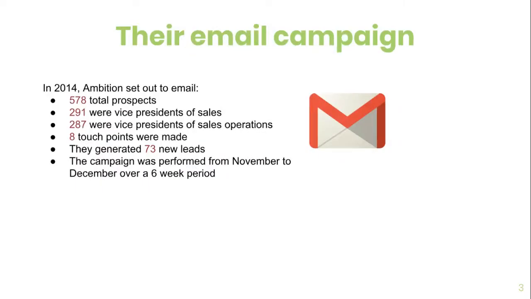And just for a little overview, they sent out 578 emails. They had that many prospects. This was back in 2014, and it was only from November to December. So it was a 6-week campaign, pretty short, guys. And they emailed 291 VPs of sales and 287 VPs of sales operations. Now, they did up to 8 touch points, guys. So the original email, then 7 follow-ups, and they generated 73 new leads.